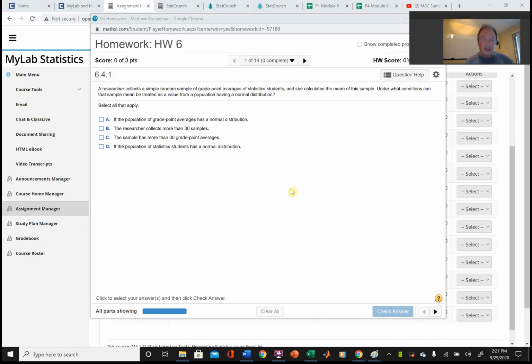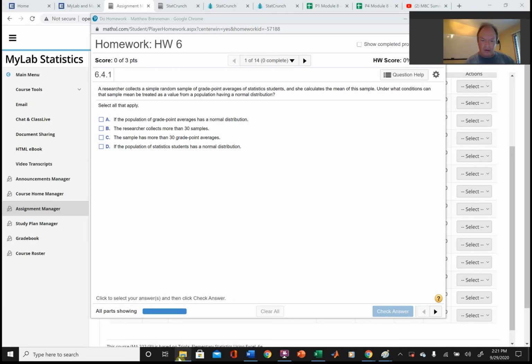I'm going to go through each of these problems in homework 6, and I may not go through the problem completely, but just give you the gist of how to go about solving it, okay? So the first problem: a researcher collects a simple random sample of grade point averages of statistics students, and she calculates the mean of the sample. Under what conditions can the sample mean be treated as a value from a population having a normal distribution?